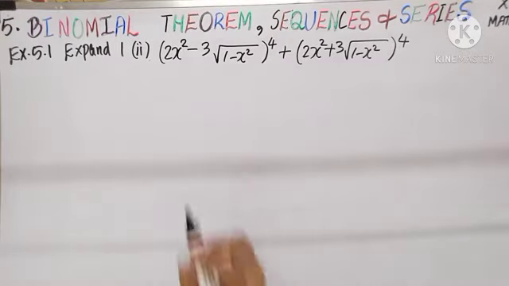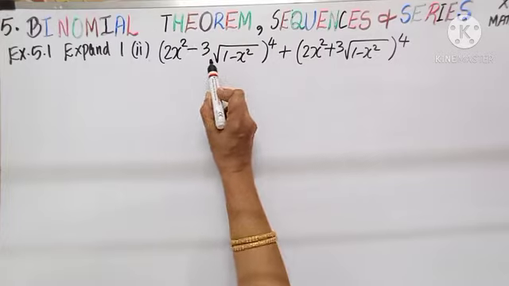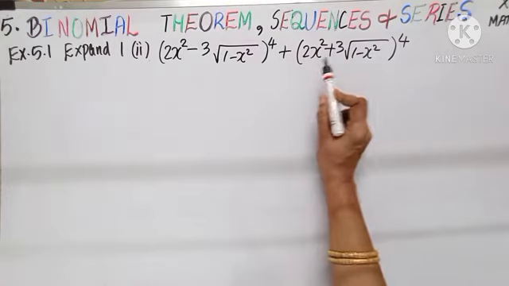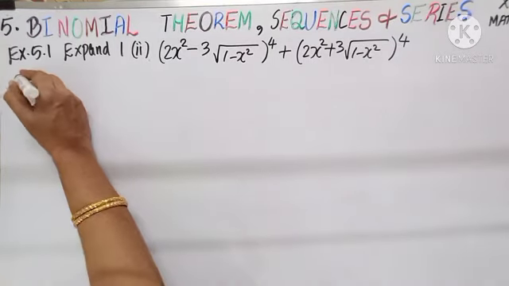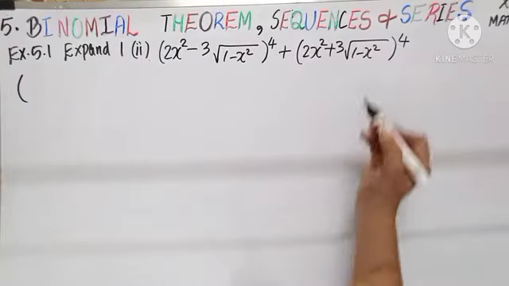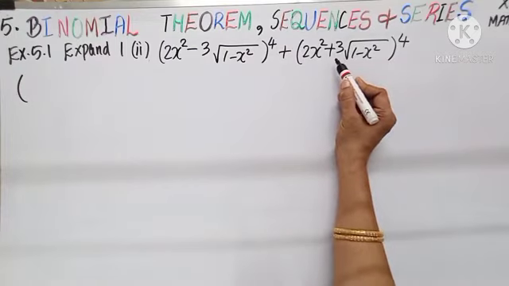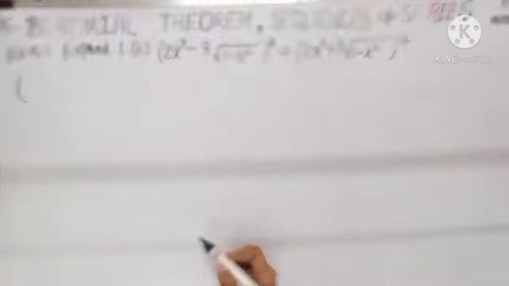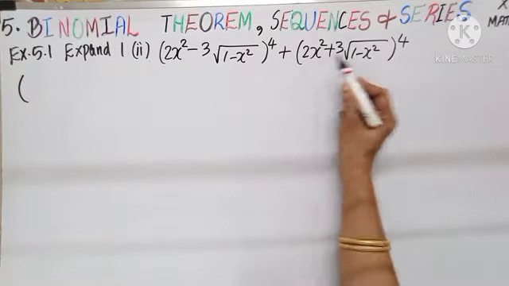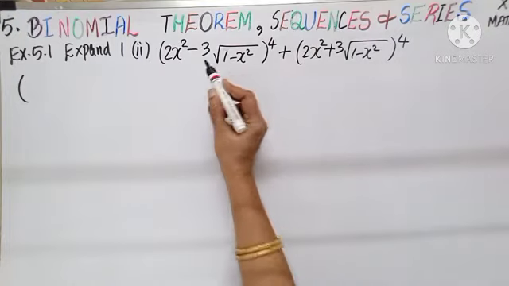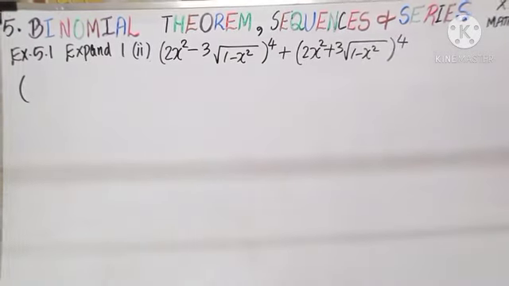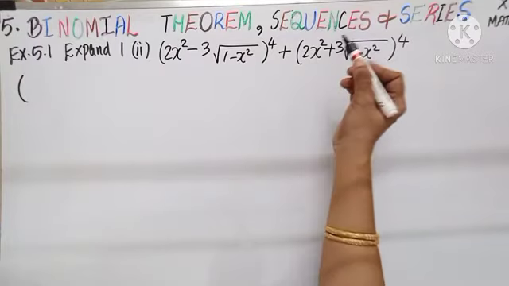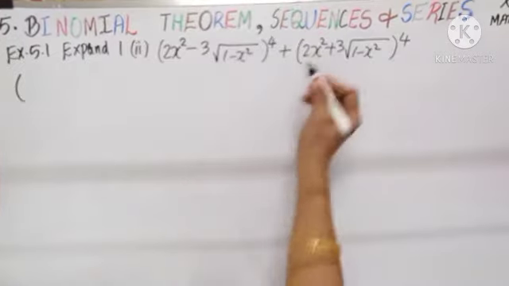Second subdivision: (2x square minus 3 root of 1 minus x square) power 4 plus (2x square plus 3 root of 1 minus x square) power 4. Let us write down this expansion. It is the same but with a negative symbol. What does it mean? Here all the terms will be positive, whereas here they are alternately positive and negative. So let us write down this expansion accordingly and simplify it.